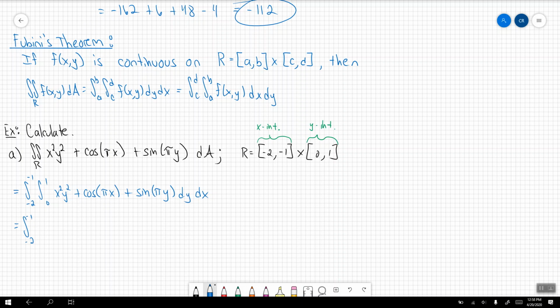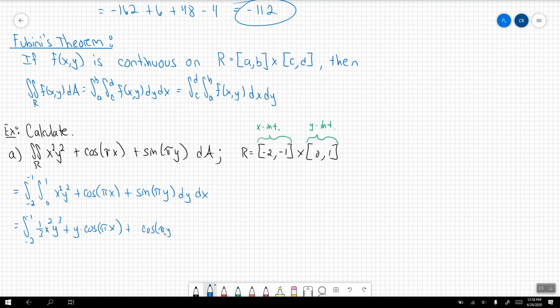So let's see, with respect to y, this is now going to be 1/3 x squared y cubed, again keeping the x's constant, because we're only integrating with respect to y. This is a constant because it's cosine of pi x, and we're trying to find the antiderivative with respect to y, which means this is just going to be y times cosine of pi x. And it's y because, again, this was treated as a constant. Plus, antiderivative for sine is cosine.